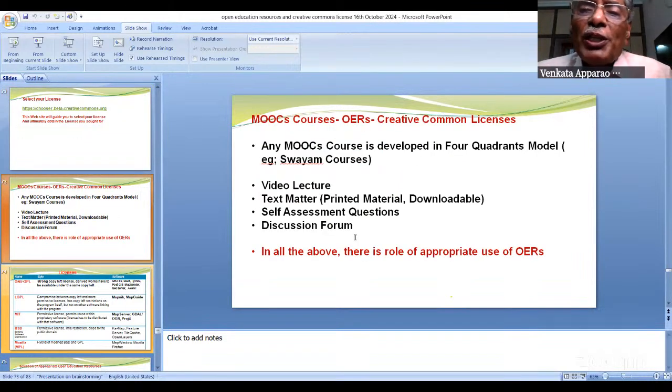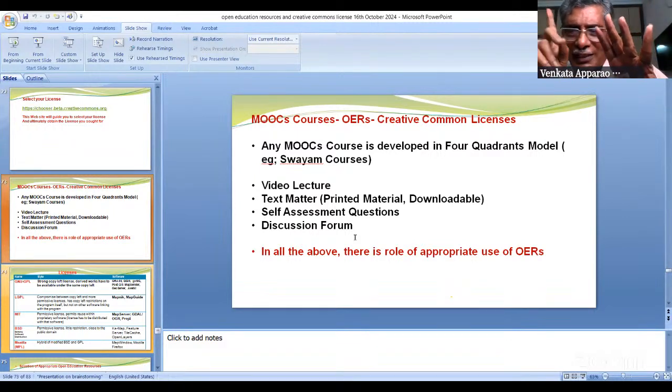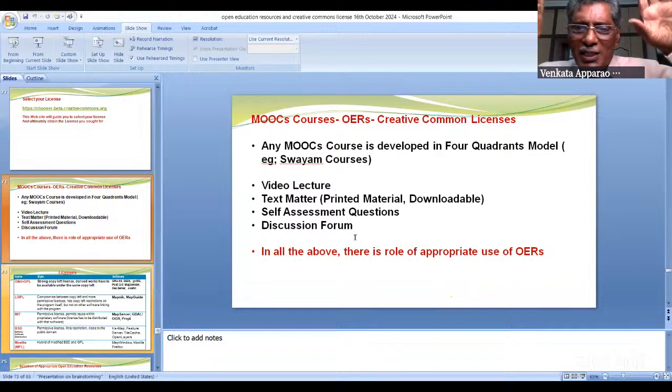MOOCs courses, OERs, Creative Commons license. There is a close link. You want to develop MOOCs courses? Then you should learn thoroughly about OERs, how to get the best OERs, and develop MOOCs. Then once you develop MOOCs, you can register under a Creative Commons license. All these three are linked: MOOCs courses, OERs, Creative Commons licenses.